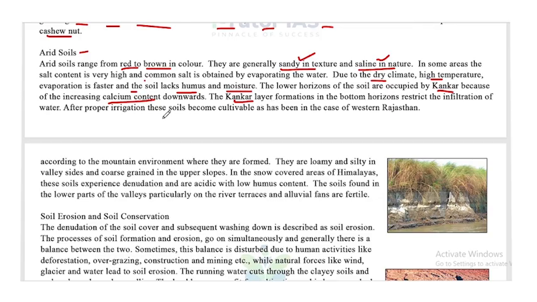After proper irrigation, these soils become cultivable, as has been the case in Western Rajasthan. So if you give proper irrigation to this soil, then it is good for cultivation.